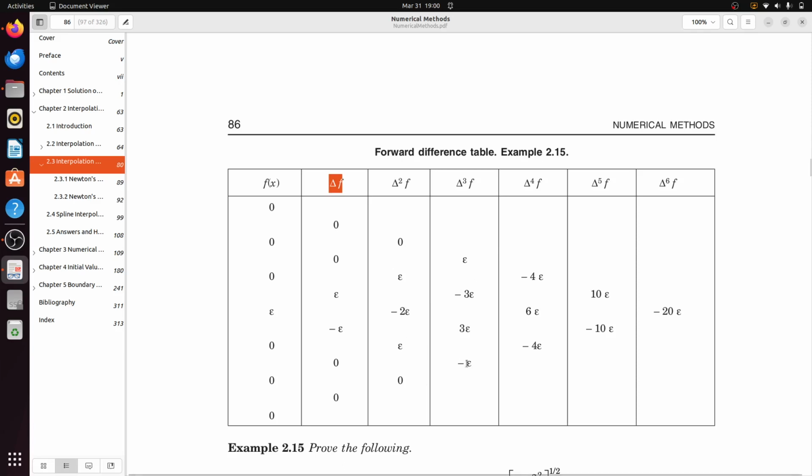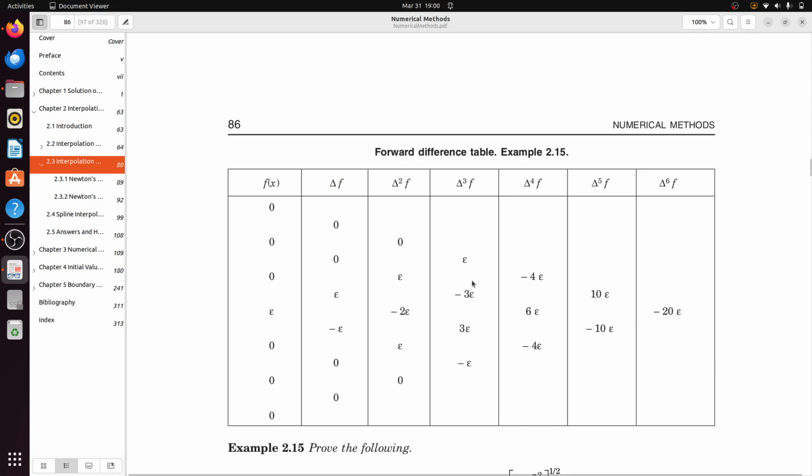Next, minus 3 epsilon minus epsilon, there will be minus 4 epsilon. 3 epsilon plus 3 epsilon is 6 epsilon. Minus epsilon minus 3 epsilon is minus 4 epsilon, and 6 epsilon minus 4 epsilon will be 10 epsilon. Minus 4 epsilon minus 6 epsilon, once again minus 10 epsilon, and minus 10 epsilon minus 10 epsilon is minus 20 epsilon. So how is error propagating through the entire difference table?